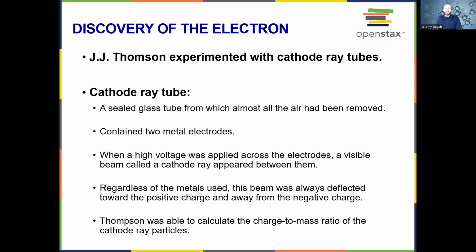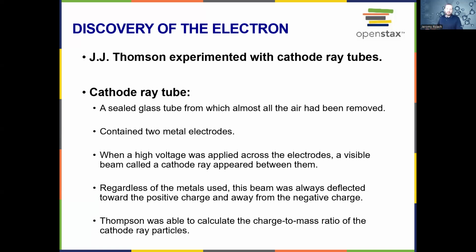And what he did was he applied an electrical charge or high voltage between these two electrodes, and it caused a beam of electricity to be seen. You could see the charges between them. And it didn't matter what type of metal was used. The beam was always deflected toward the positive charge and away from the negative charge.